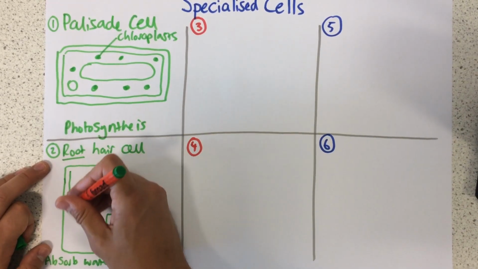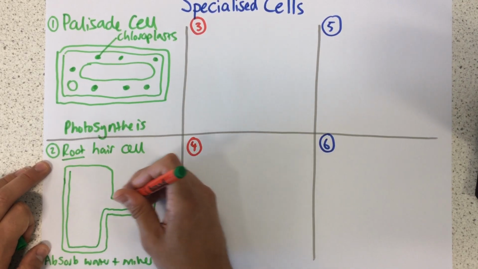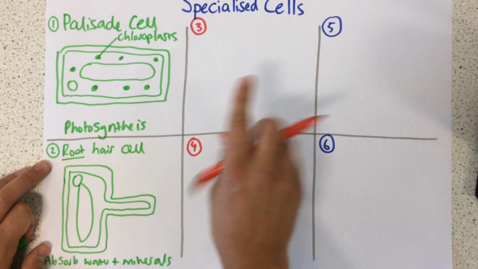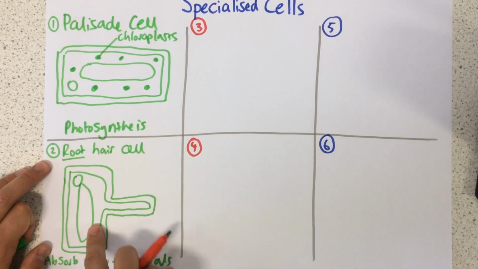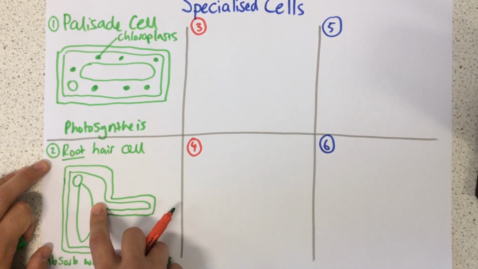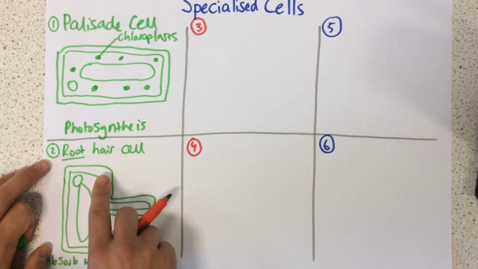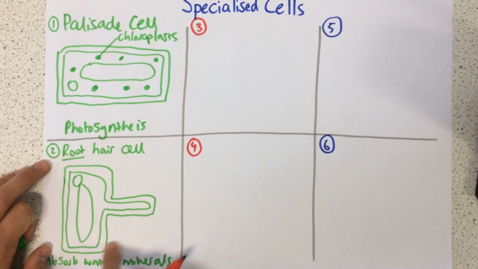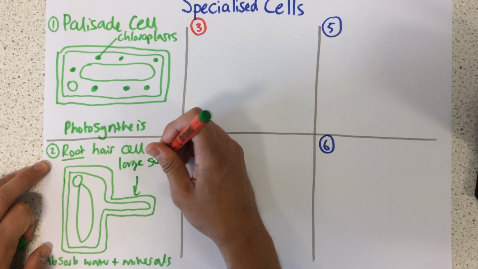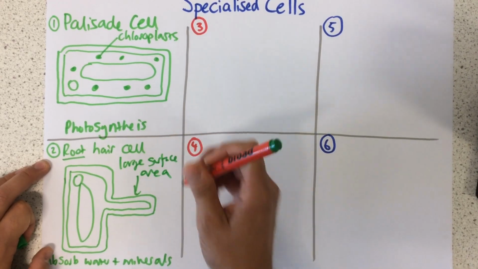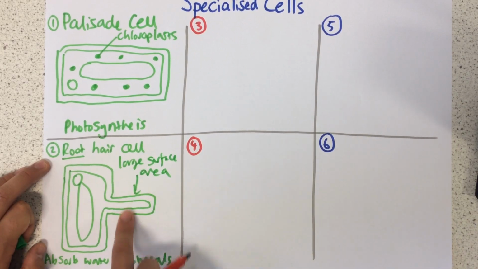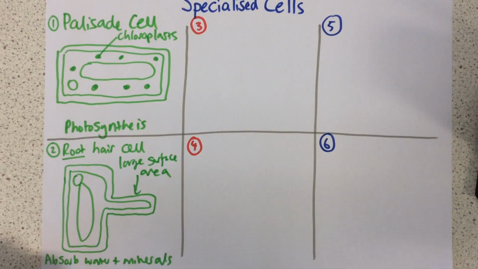Now, if we have a quick look at the structure of the root hair cell, we'll see it's a bit different because it does not contain any chloroplasts. This is because the roots are underneath the ground, so there's going to be no sunlight, therefore no photosynthesis. Now, the reason why we have this protrusion from the end right here is to give it a large surface area. So these are the 2 plant cells we're looking at. This has got a large surface area to absorb as much water and minerals as possible.